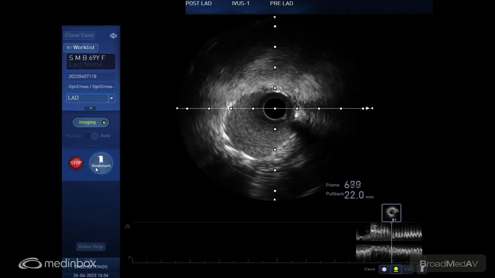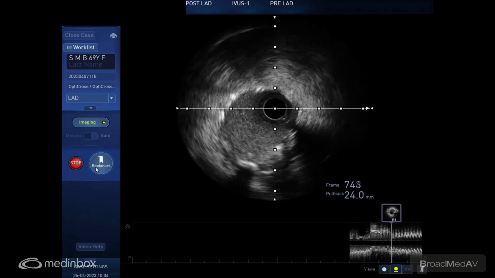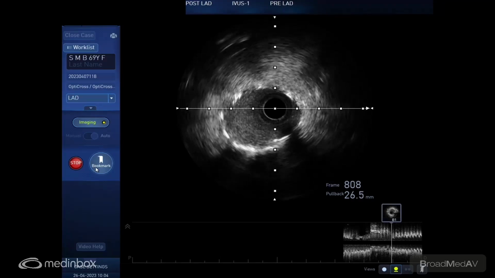And this is all the calcified portion where the stent has expanded well.